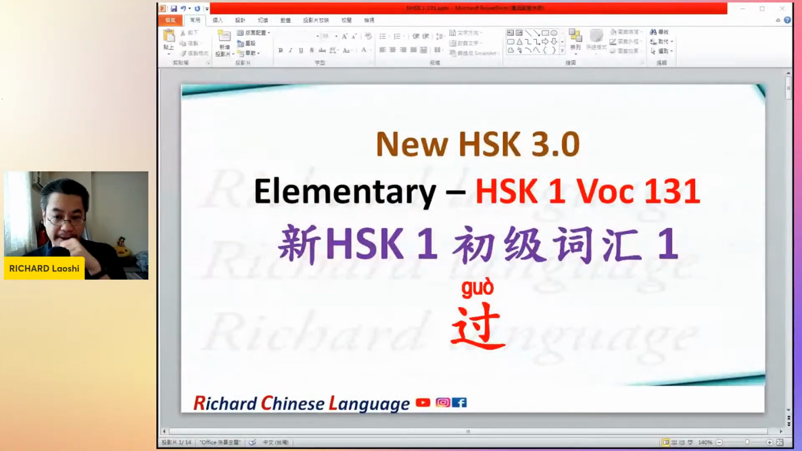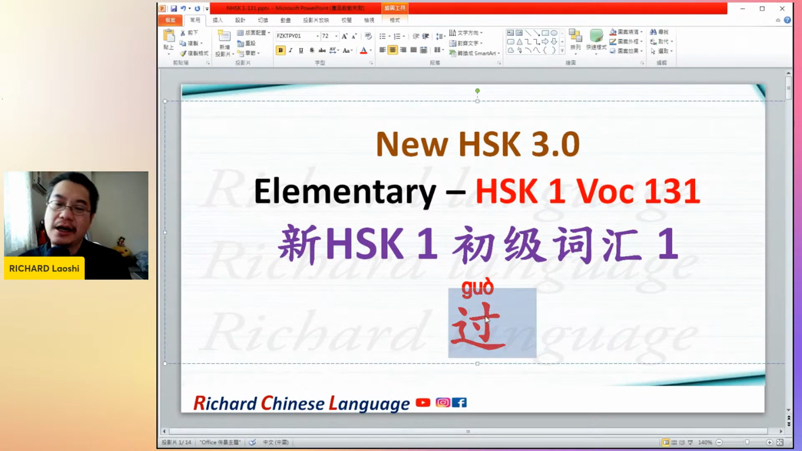And today is for new HSK Level 1 and for just one word. We just learn one new word. Okay, so today the word we're going to learn is 过. This is a very important word and you almost hear this word every day. So let's focus on this word.